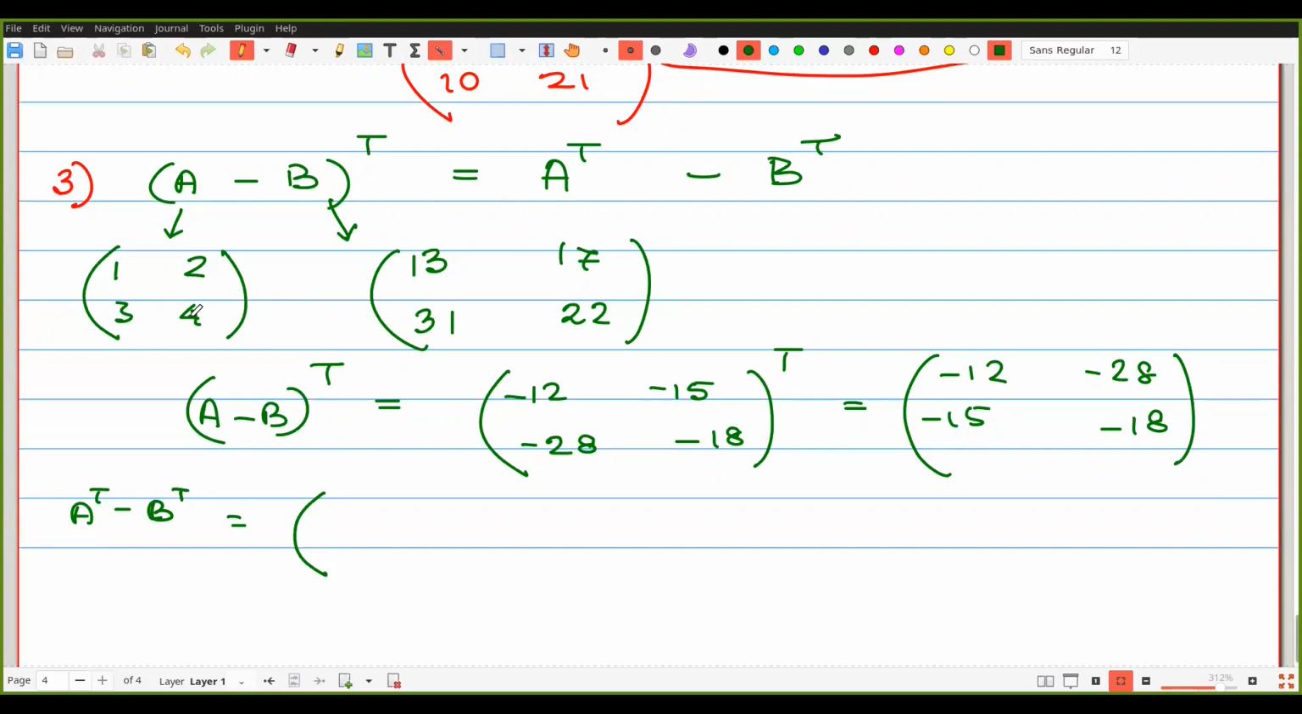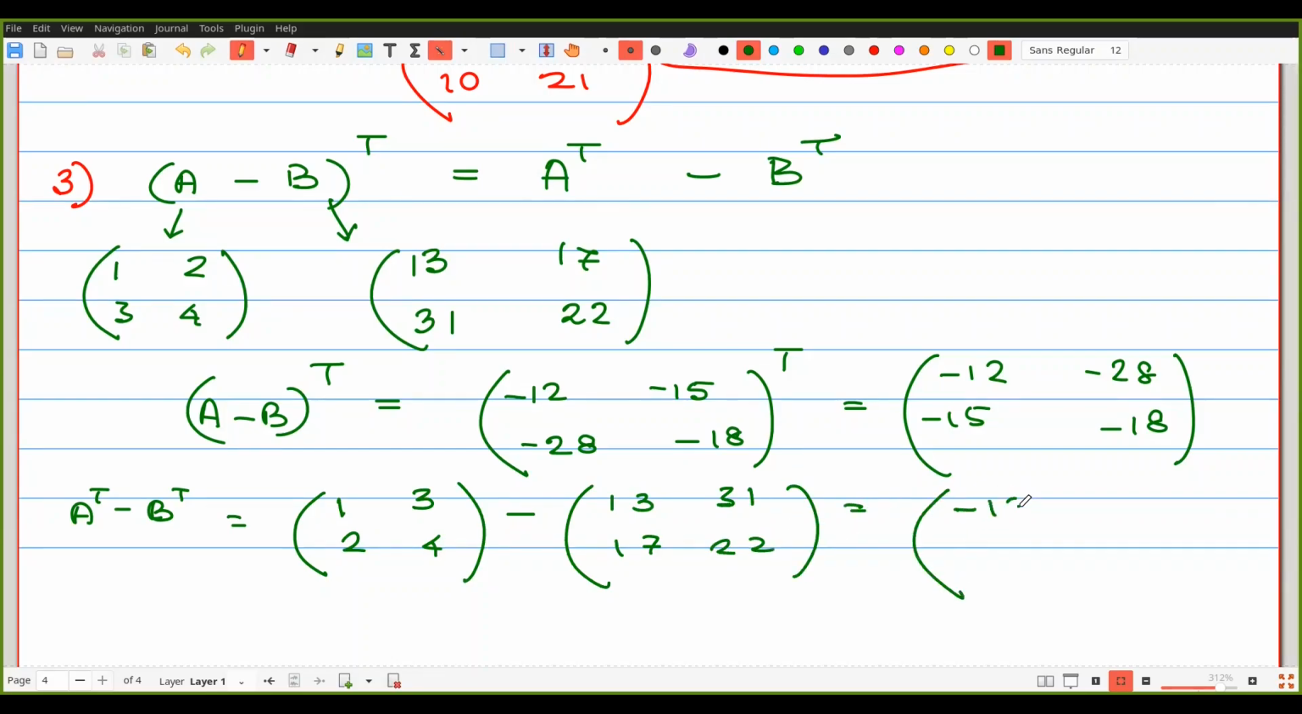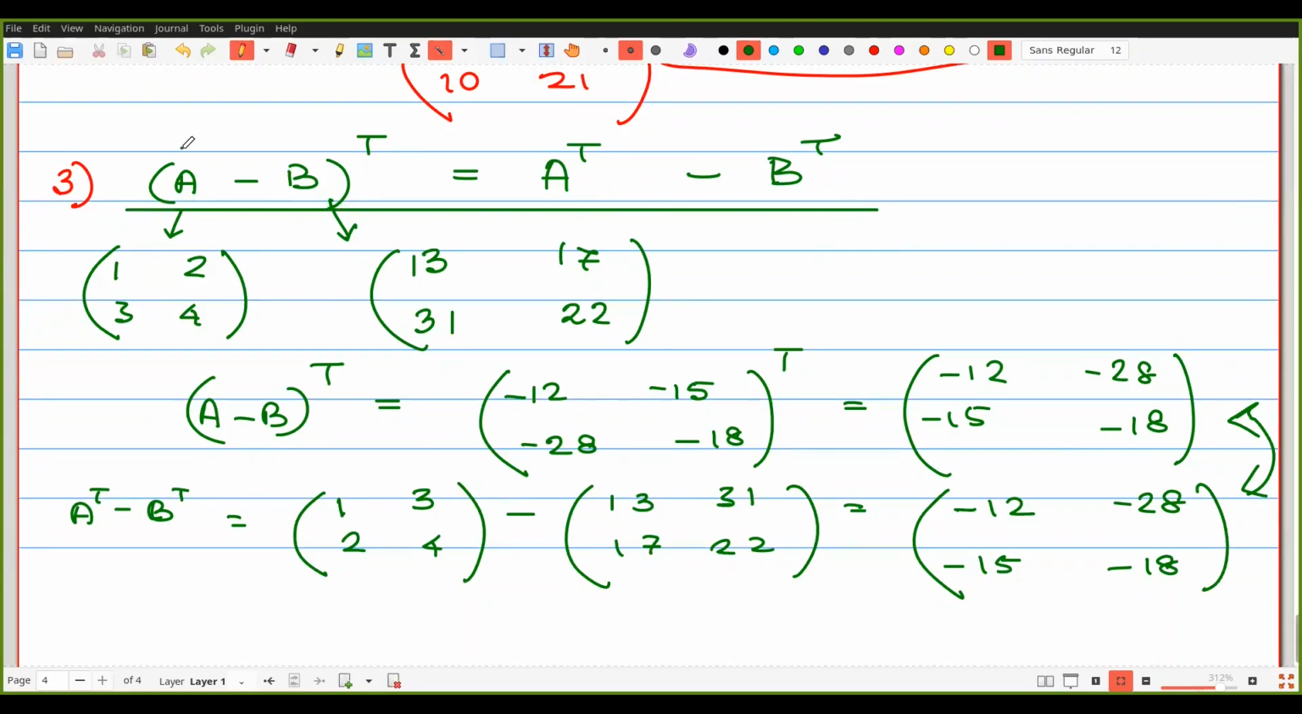So A transpose means 1, 3, 2, 4 minus 13, 17, 31, 22. And we are getting the same result, minus 12, minus 28, minus 15, and minus 18. So both are same. That means A minus B whole transpose is equal to A transpose minus B transpose.